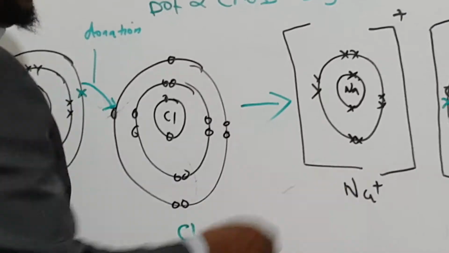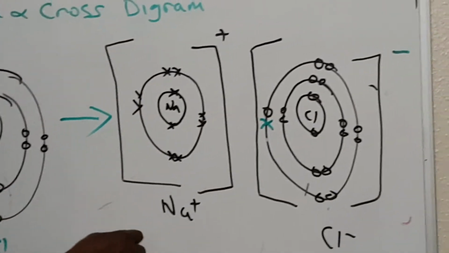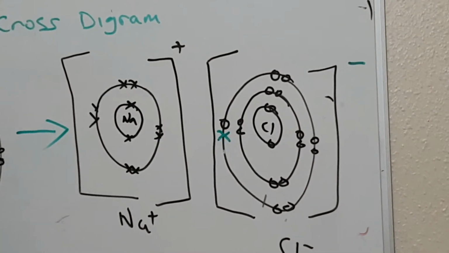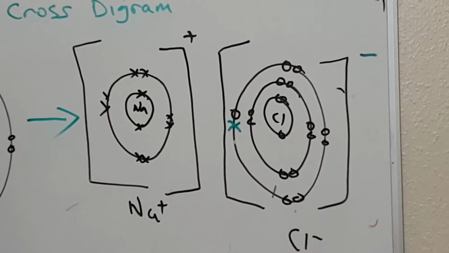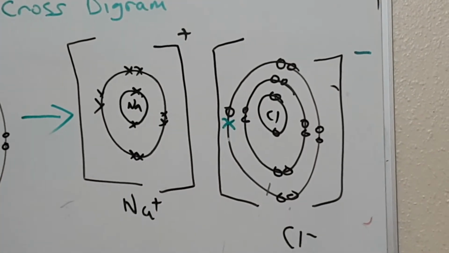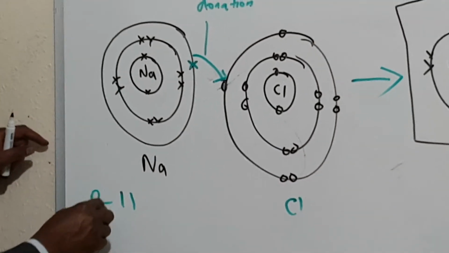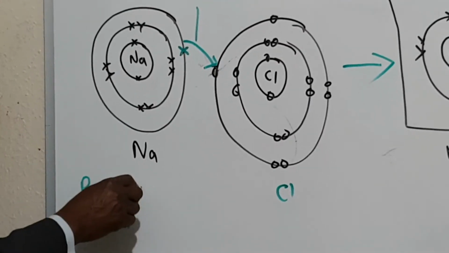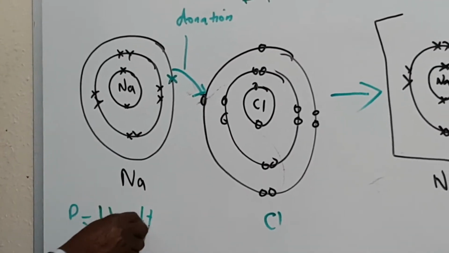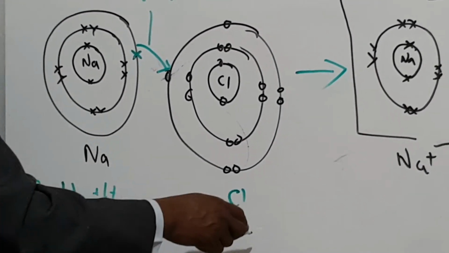Now if you look at why this is positive, why? It's because the protons have a positive charge. There are 11 electrons there, and the number of electrons is equal to the number of protons. So here there are 11 protons, and electrons equal to 11. So therefore this is 11 positive and 11 negative. Same thing applies to chlorine. We don't need to do that.